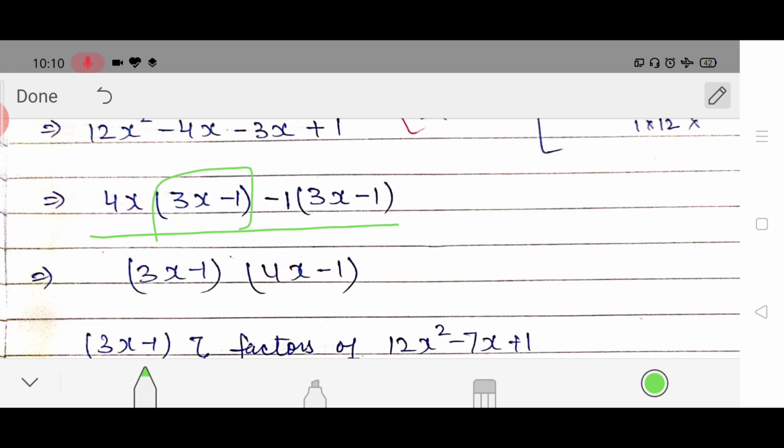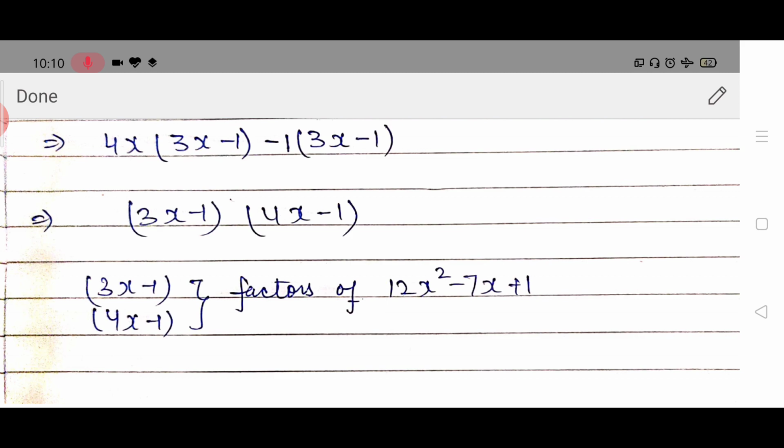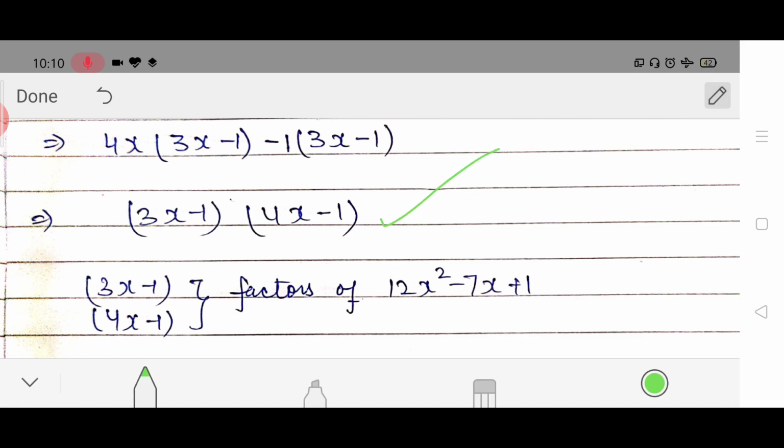Now you can see that in both these terms 3x minus 1 is common, so we have taken it common here. Taking this common, what remains is 4x, and taking this common, what remains is -1. So we have written it as 3x minus 1 into 4x minus 1. So we can say that both these terms are the factors of our given polynomial.